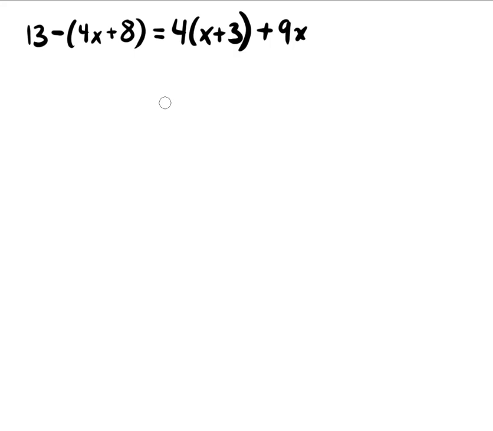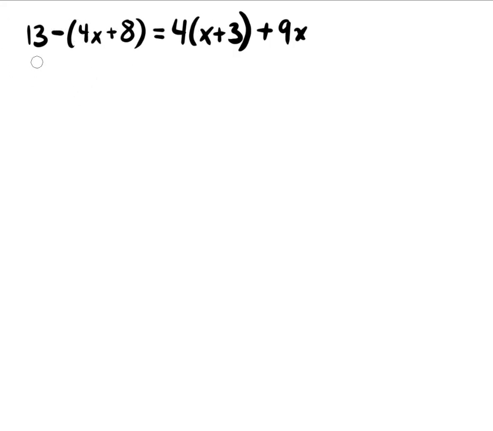So, all right, so here we have 13 minus 4x plus 8 is equal to 4 times x plus 3 plus 9x. Go ahead and pause the video and try it yourself. All right, hopefully you did actually pause the video and try it yourself. This is just putting together a lot of the components that we've seen already. There's nothing particularly difficult about this problem except for there's lots of places you could make mistakes, so you do have to be careful.